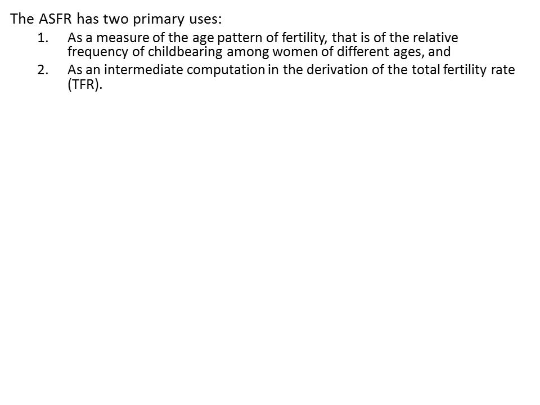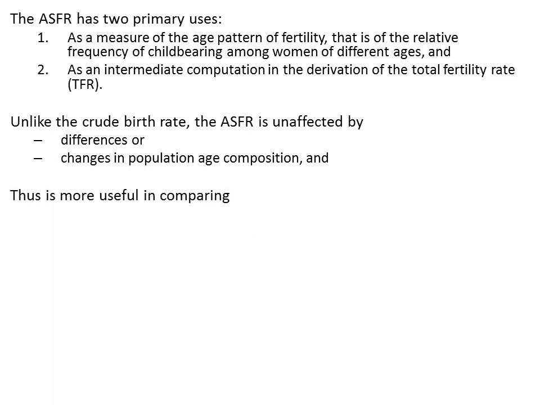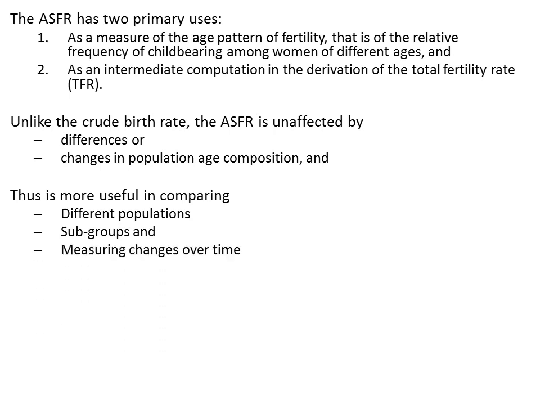Hence, unlike crude birth rate, age-specific birth rates are unaffected by the differences in the age and sex composition of the population or changes in the population's age and sex composition over time. Hence, age-specific fertility rates are more useful when we want to compare the fertility pattern of different populations with different age and sex structure, or among the subgroups of the same population, or measure the changes in fertility over time in the same population, because the age and sex composition may change over time, but age-specific fertility rates would still be comparable over time.